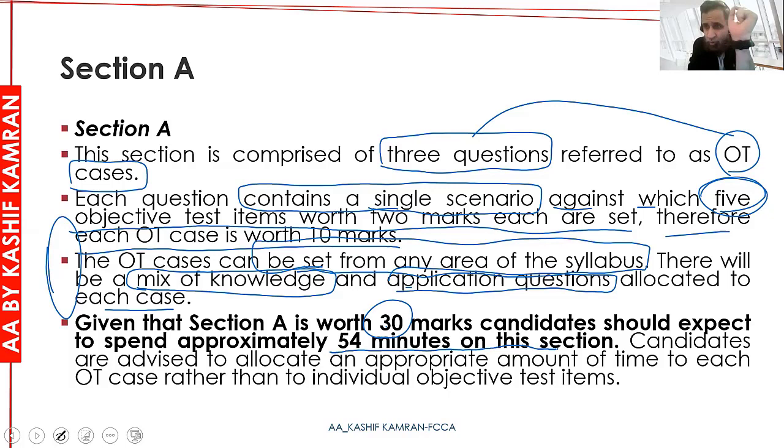So the total time you have for section A is how much? 54 minutes. That is 30 marks multiplied by 1.8 minutes, because the total time you have for the paper is 3 hours. So 3 hours means 180 minutes and 100 marks. Divide that by 100 marks, so that means 1.8 minutes per mark. So 30 multiplied by 1.8 is 54 minutes.